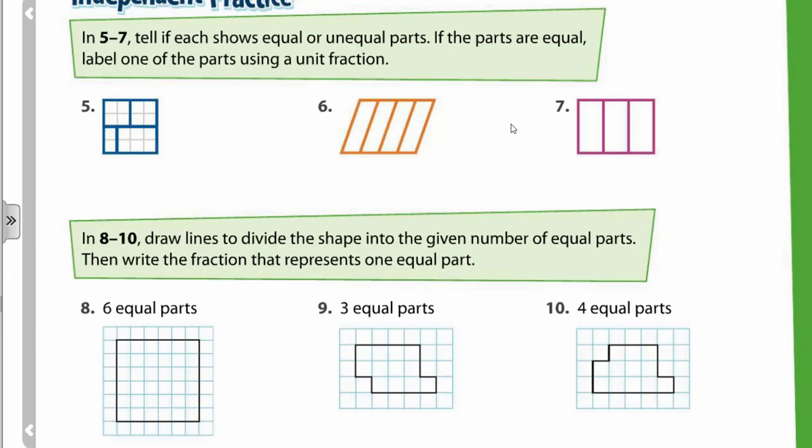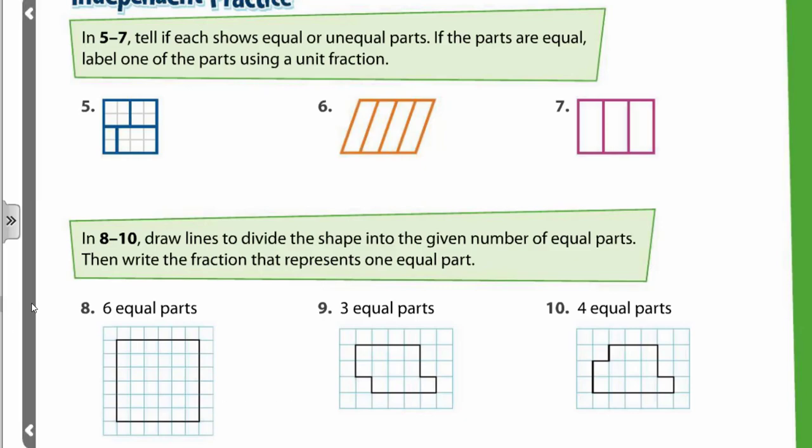In the first part, tell if each shows equal or unequal parts. If the parts are equal, label one of the parts using a unit fraction. As you can see, we have 3 questions. In the next part, draw lines to divide the shape into the given number of equal parts. Then write the fraction that represents one equal part.